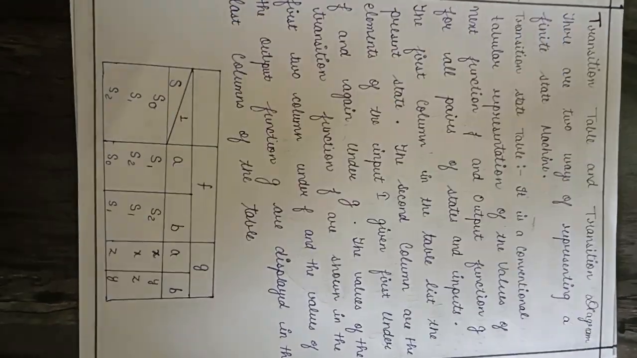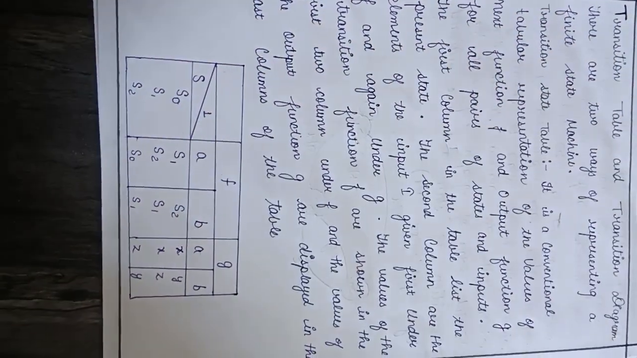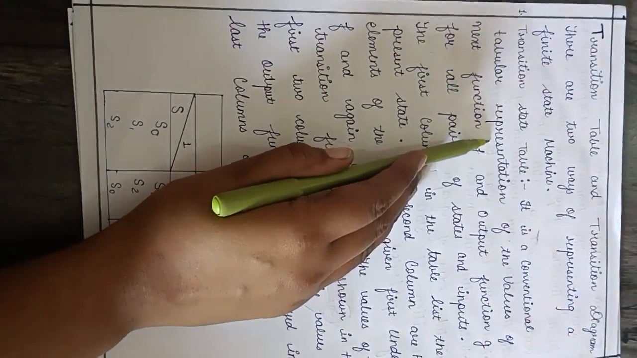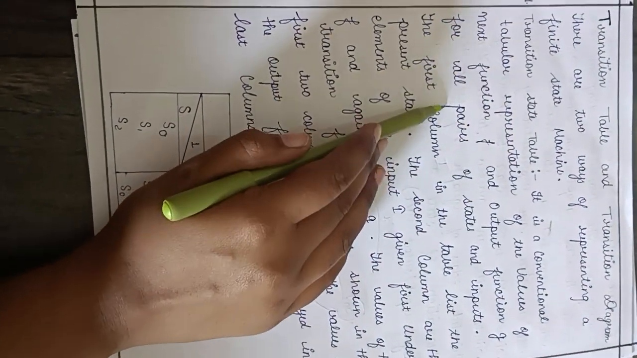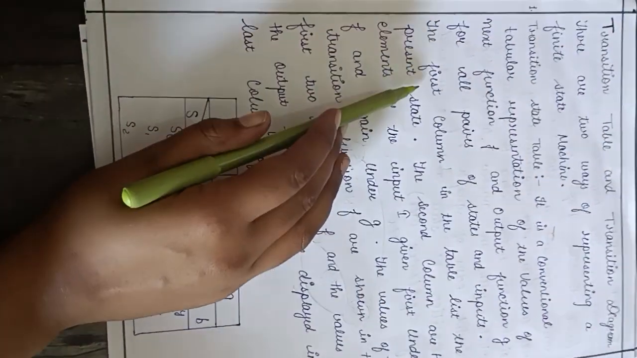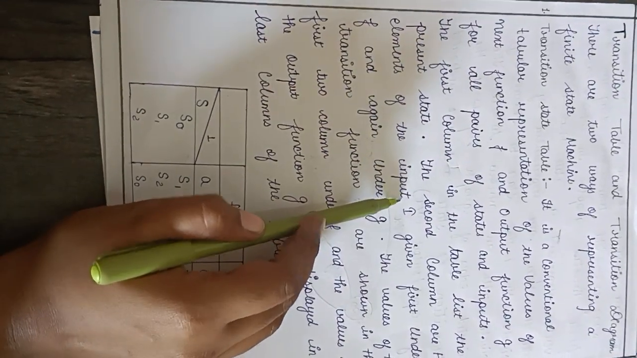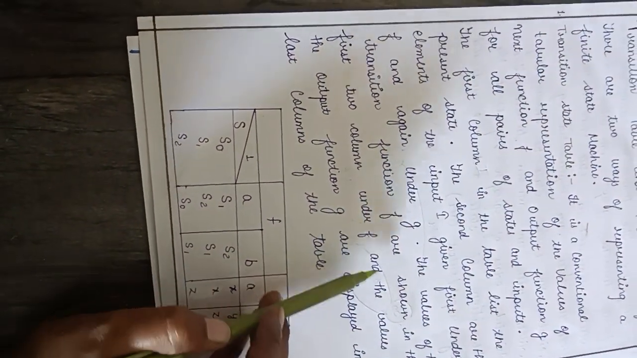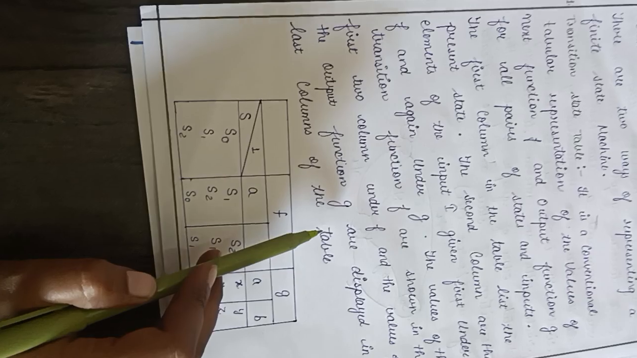Now we will discuss the transition table and transition diagram. There are two ways of representing a finite state machine. The transition state table is a conventional tabular representation of the values of the next-state function f and output function g for all pairs of states and inputs. The first column in the table lists the present state. The values of transition function f are shown in the first two columns under f, and the values of output function g are displayed in the last two columns of the table.